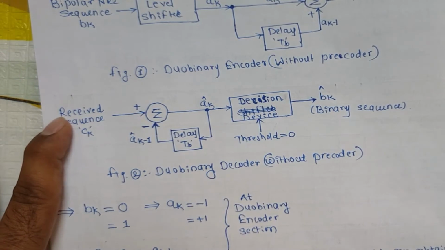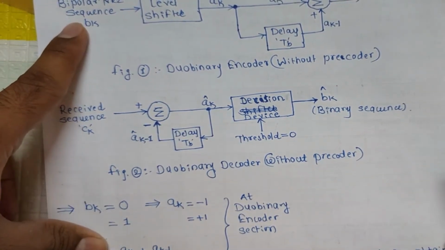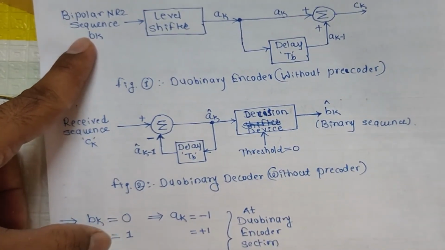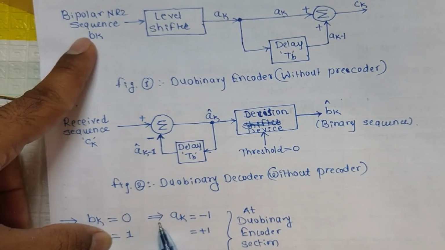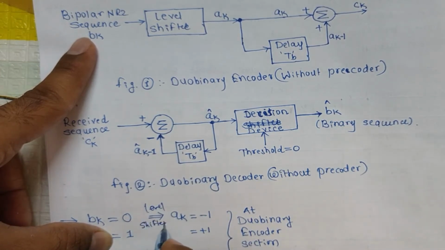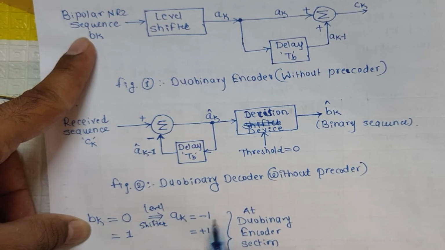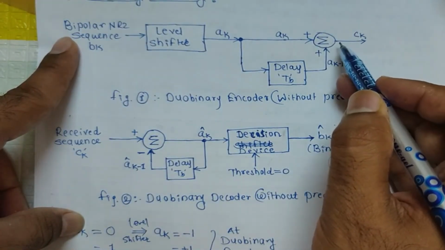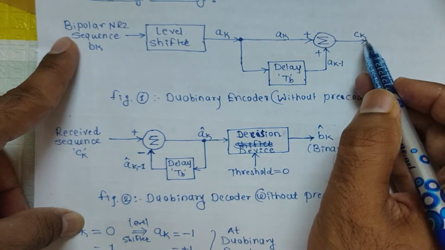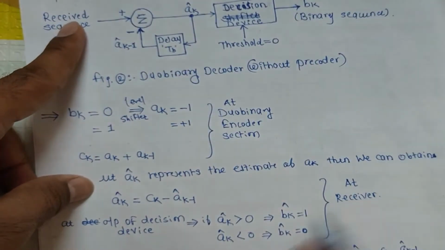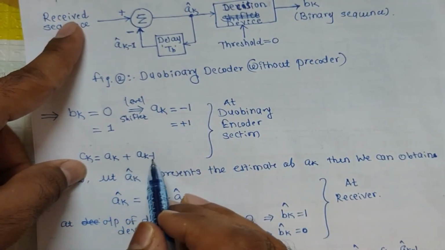Now let us discuss one by one what happens at the input of the duobinary encoder. As I said, this bk has the level either 0 or 1, and when we pass this through the level shifter, if bk is 0, it will be converted into -1. If bk is 1, it will be converted into +1. Now let us look at what happens at the output of this duobinary encoder. So what is the value of ck? ck is nothing but ak plus ak-1. So that is what I have written here, ck is nothing but ak plus ak-1.